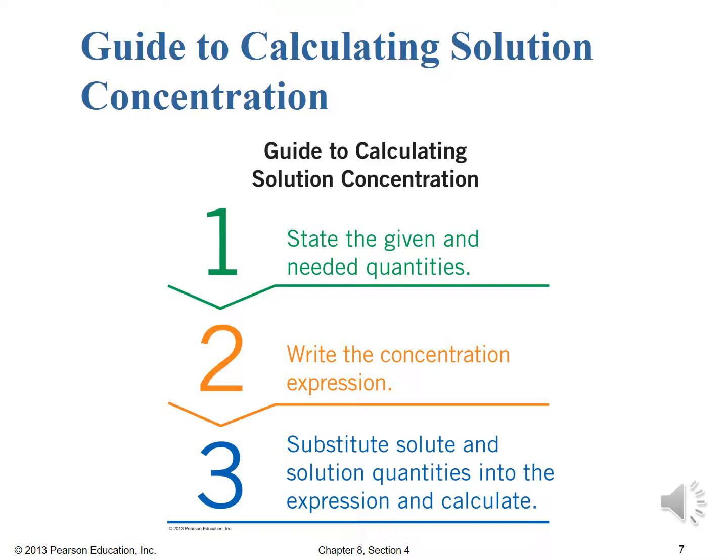So it doesn't really matter whether we're talking about mass percent or volume percent or molarity. Let's take a look at these solution concentration problems in sort of a general sense. So our general guide here is to look at the given and needed quantities, right? Then we write our concentration expression, and then we substitute in solute and solution quantities until we get the desired expression. So if it's mass percent, we're substituting in masses. If it's molarity, we'd substitute in moles and liters, as we'll come to see. But this guide is good for any of these solution concentration expressions as long as you keep these general principles in mind.